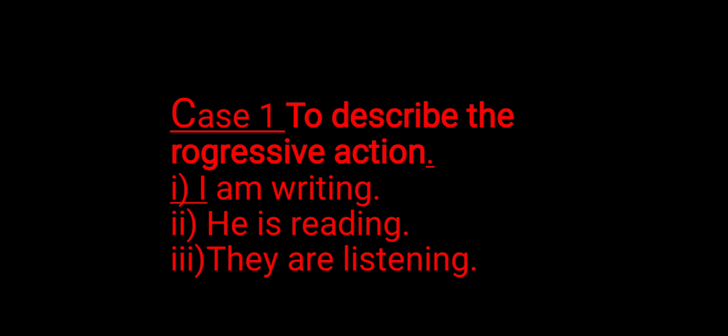There are two cases in which we can use is, am, and are. Case 1, we use them to describe progressive actions or situations. The things which are happening at the time are known as progressive actions. For example, I is used. Here the use of I am writing. It means the subject, any person, for example, I am writing. Okay, it is happening at the time.